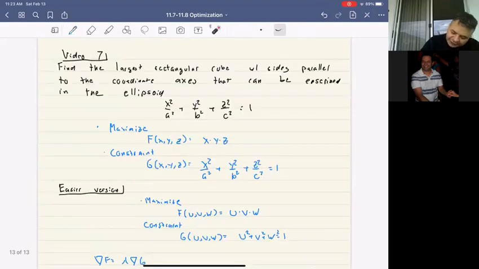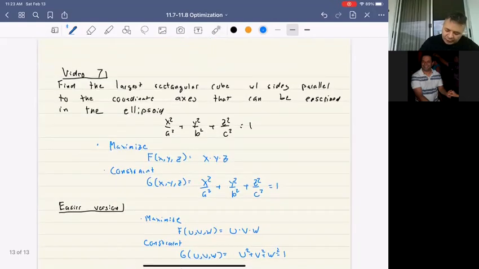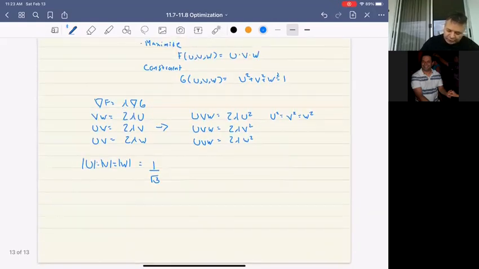Well, largest rectangular cube, so we're maximizing. So the largest cube, or largest rectangular cube, has volume 1 over 3 root 3.